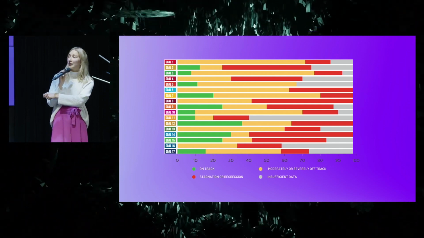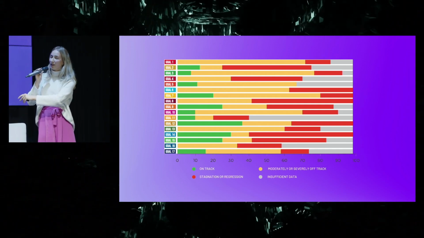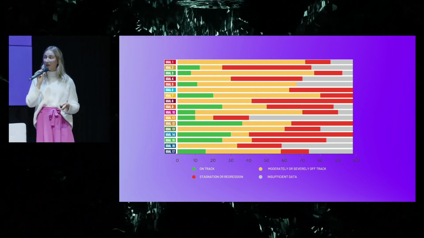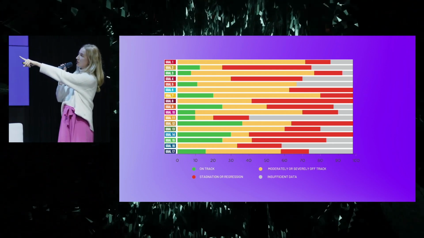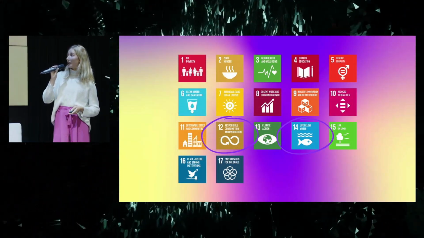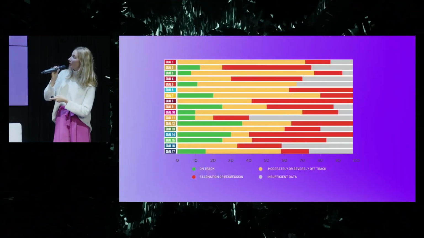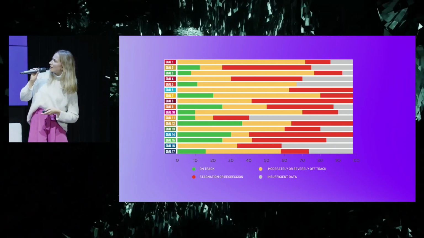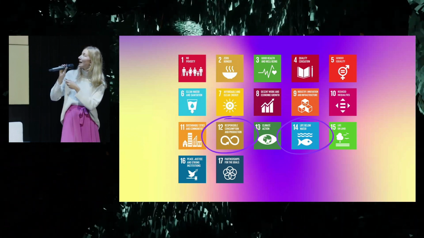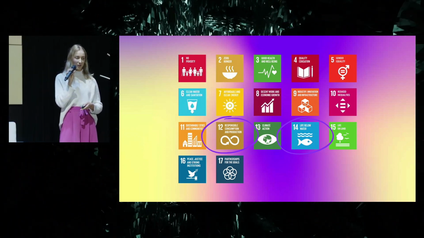There's another chart over here that shows us which of these goals are receiving the biggest recognition and biggest success. So we see that it's goal number 12, which is responsible consumption and production, and then numbers 14 and 9, which are life below water and industry, innovation, and infrastructure.